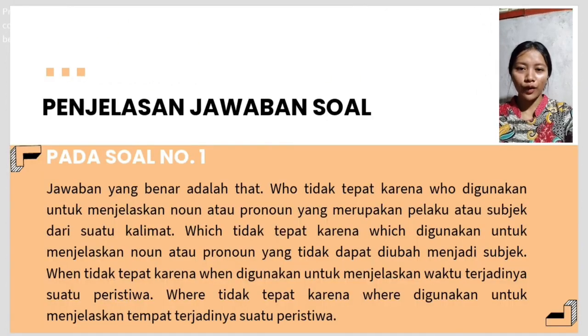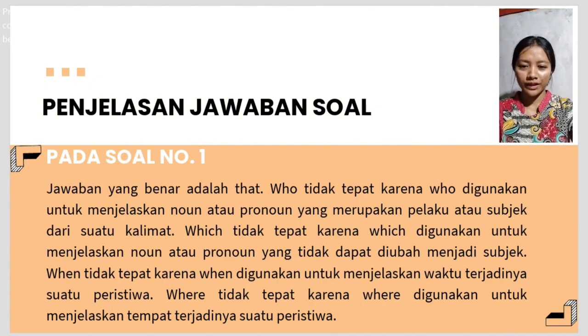I will explain the question and answer. In question number 1, the correct answer is that. Who is not appropriate because who is used to explain a noun or pronoun that is the doer or subject of a sentence. Which is not appropriate because which is used to describe a noun or pronoun that can be changed into a subject. When is not appropriate because when is used to describe the time of an event, to explain when an event occurred.